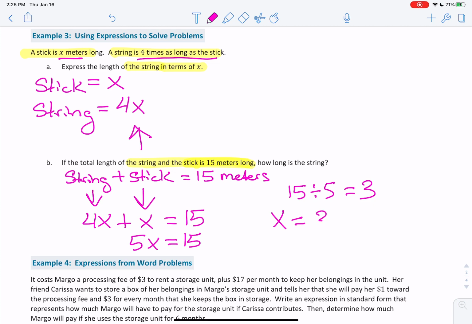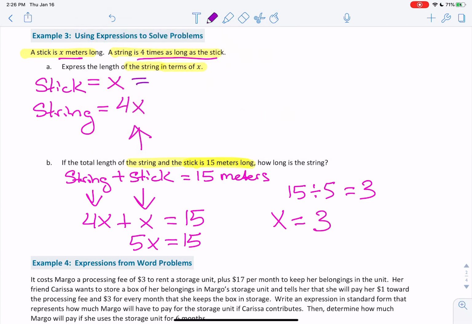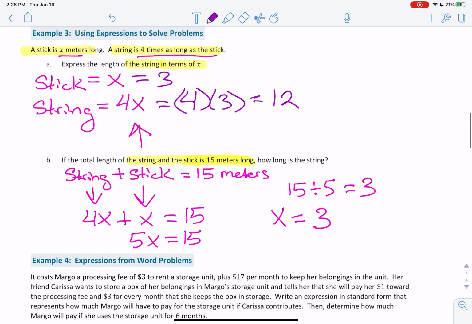So if x equals 3, that means up here, the stick equals 3. And if the string equals 4 times x, that means the string equals 4 times 3, which equals 12. So we get the answer of how long is the string? The string is 12 meters.